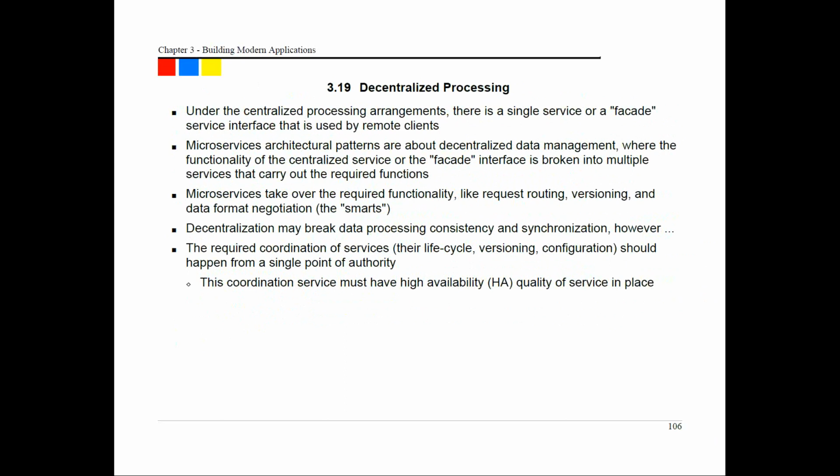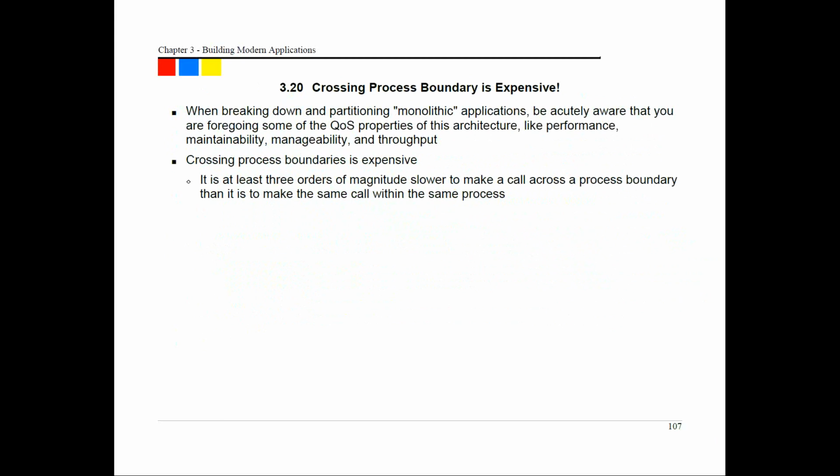So decentralization may break data processing consistency and synchronization, however, and so commonly we have to have some kind of coordination, and we may need to deal with a single point of authority. That single coordination service then has to have high availability quality of service in place. The big thing to remember with microservices, here's this idea of boundaries again. Crossing boundaries in a microservice is expensive.